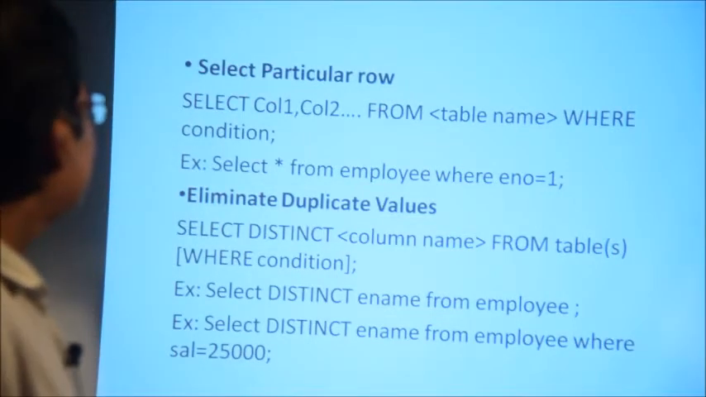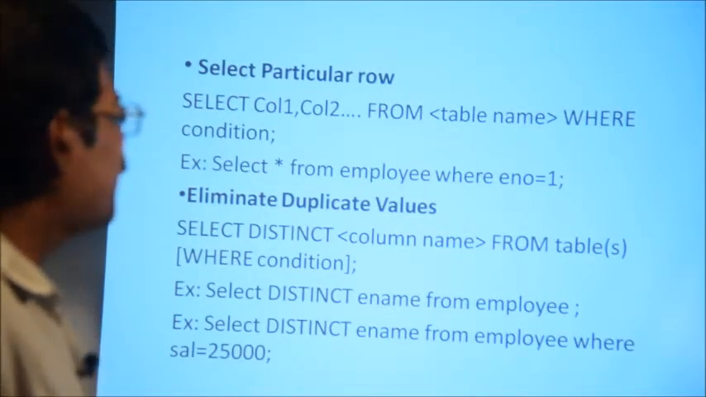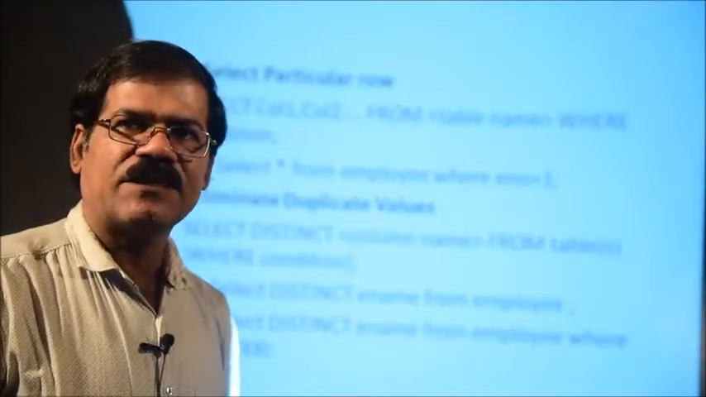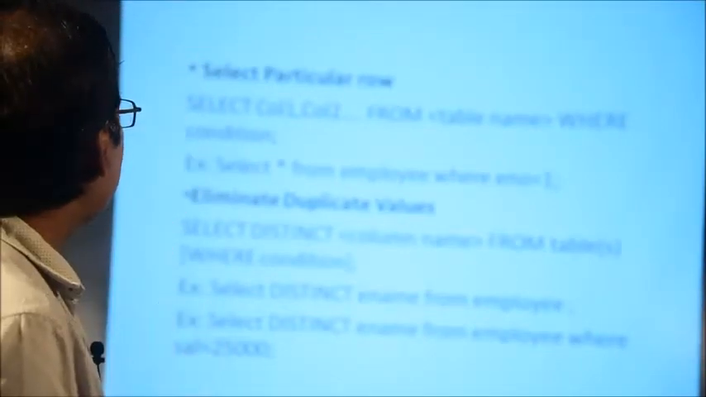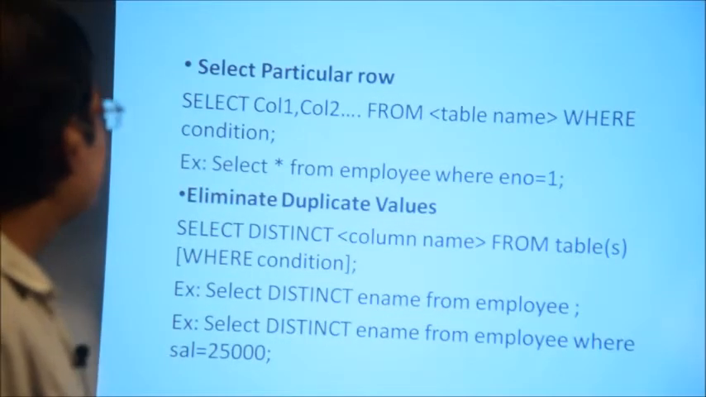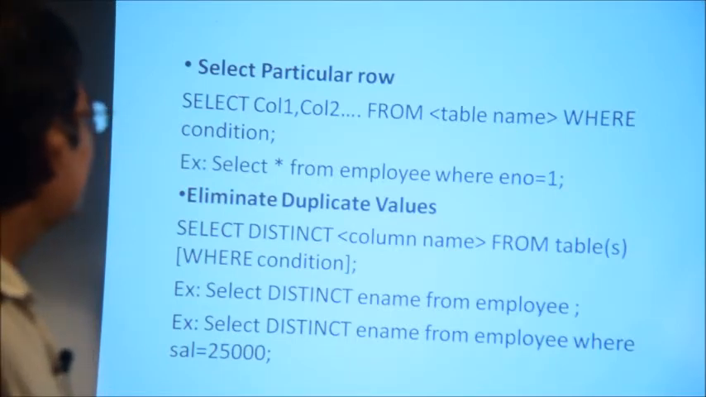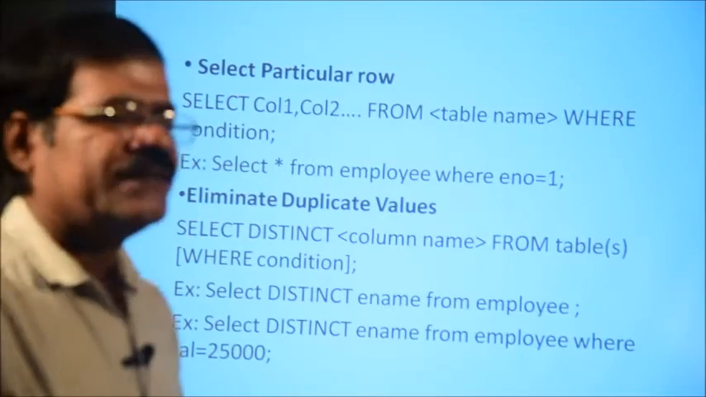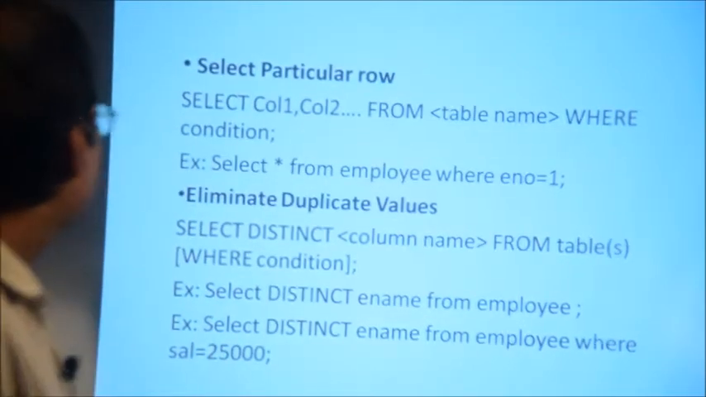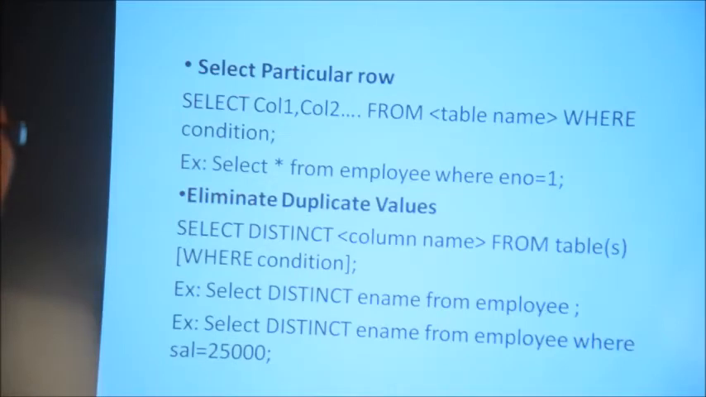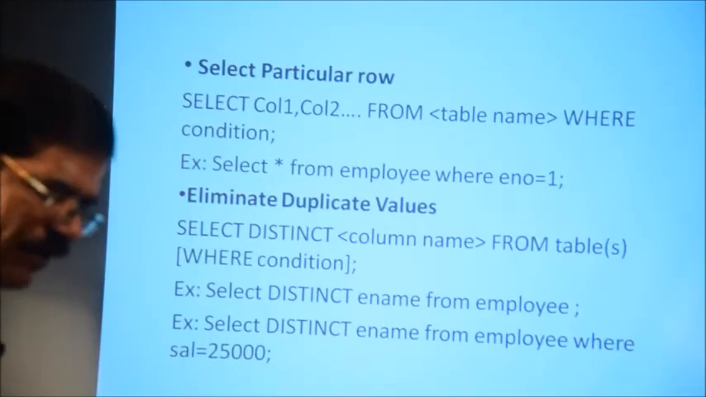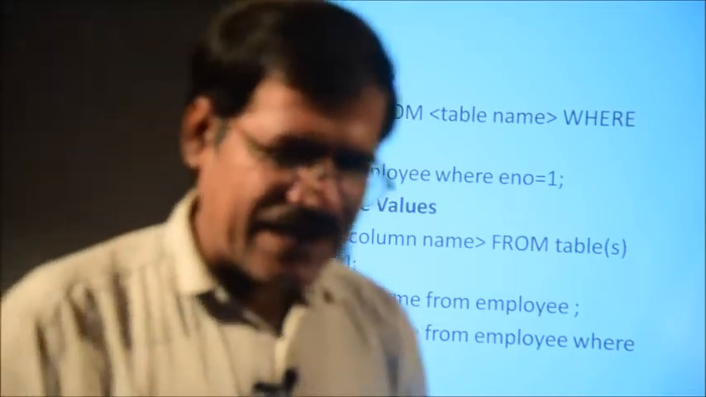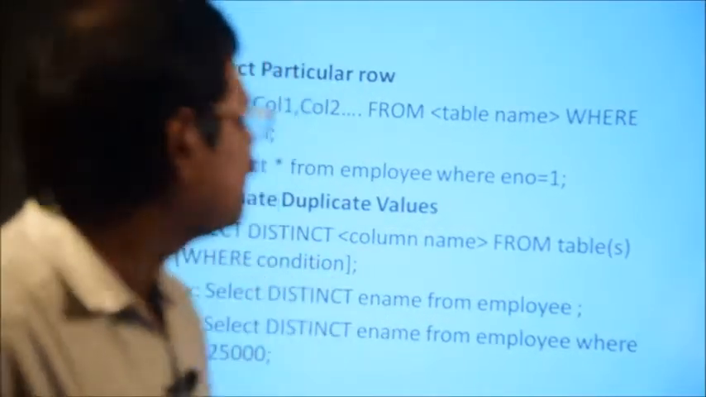Next is select particular row. Previously it was selected columns, particular columns. So here, a particular row. How can you display the particular row? By providing some conditions: select column 1, column 2 and so on from table name where condition. Suppose I write select star from employee where employee number is equal to 1. So the detail of employee number 1 will be selected and displayed on your computer screen.